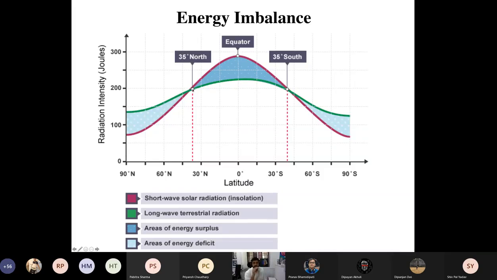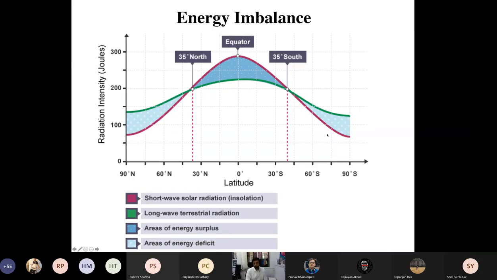What we can see around 35 degrees north and 35 degrees south, that the incoming solar radiation and the outgoing solar radiation are equal to each other. Between these two latitudes, there is a net excess in the energy that we receive. And beyond these latitudes, there is a net deficit in the amount of energy we emit. So the globe is constantly trying to move energy from this surplus to this deficit. So there is a constant movement of material, whether in the form of wind or whether in the form of water, from this energy surplus to this energy deficit zones.